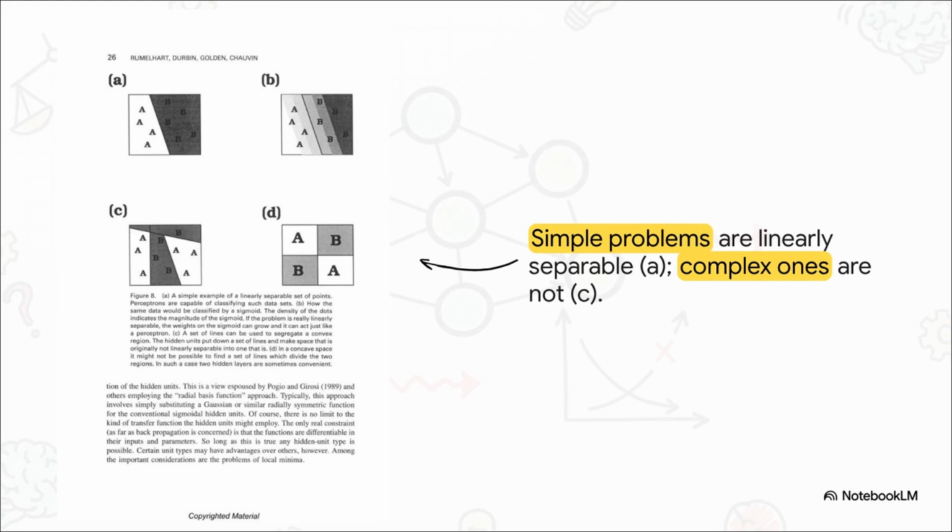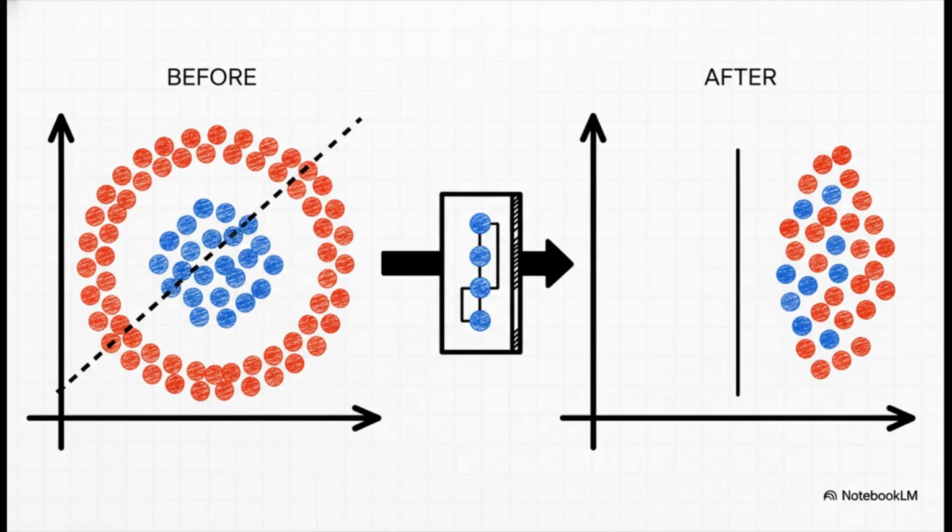But now look at the one on the right. See, there's no way a single straight line can separate the A's from the B's. It's just too tangled up. And this is the magic of hidden units. They learn to create a whole new representation of the data. They can take that tangled mess of a problem we just saw, and they transform it into a new space where the problem becomes simple, where a straight line can now do the job. They're basically feature detectors that make the final decision incredibly easy.